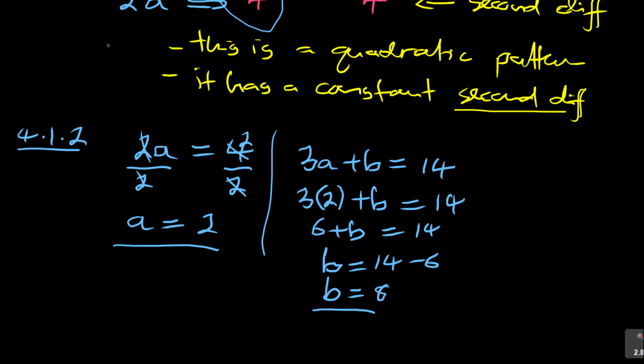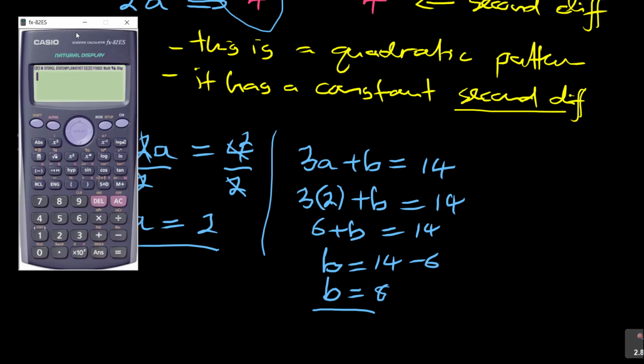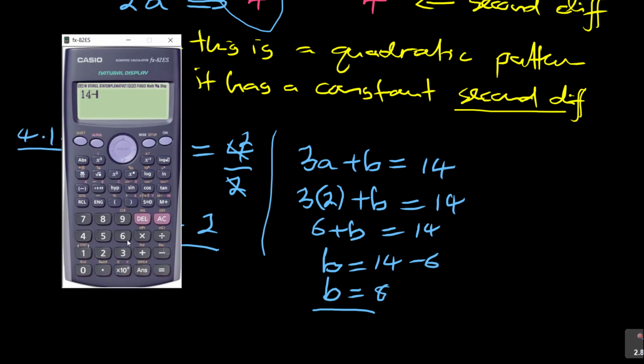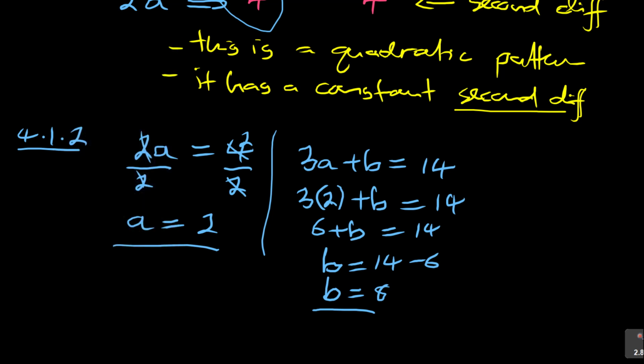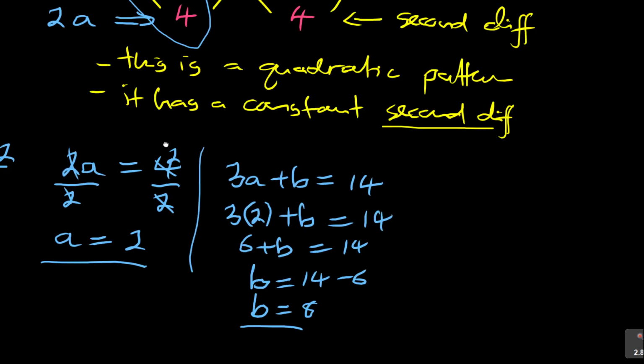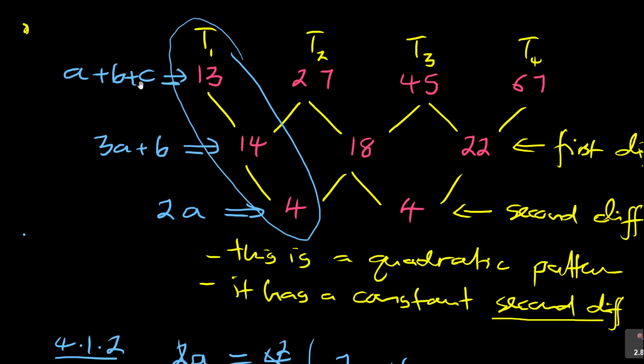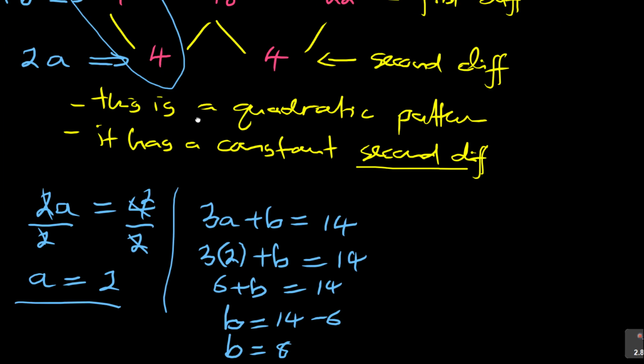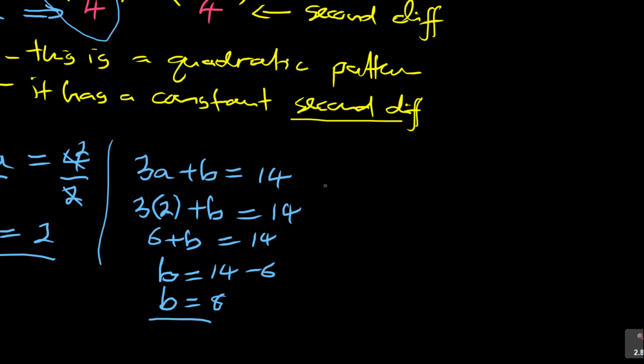Just let me confirm that with my calculator just to be sure. So 14 minus 6 equals 8. Then lastly, I've got to find my c. As I said, what is c? a plus b plus c is equal to 13. So I have that to say a plus b plus c is equal to 13.